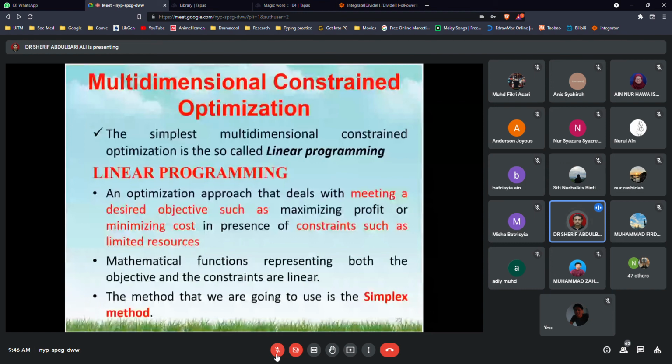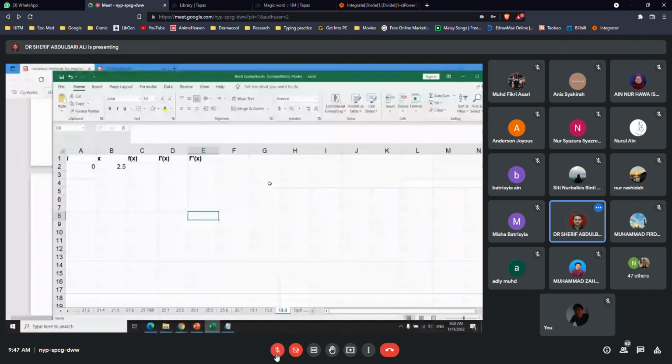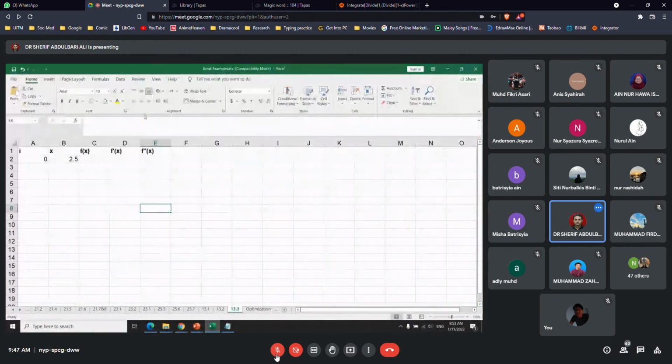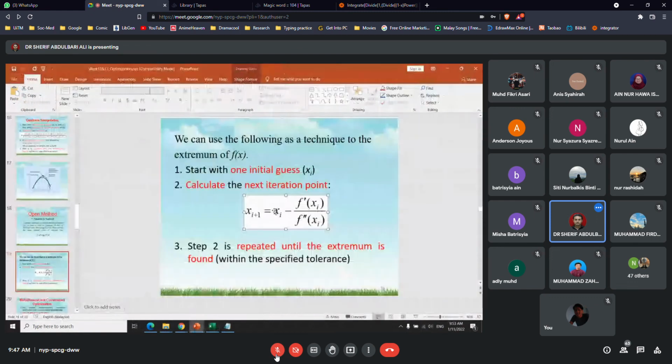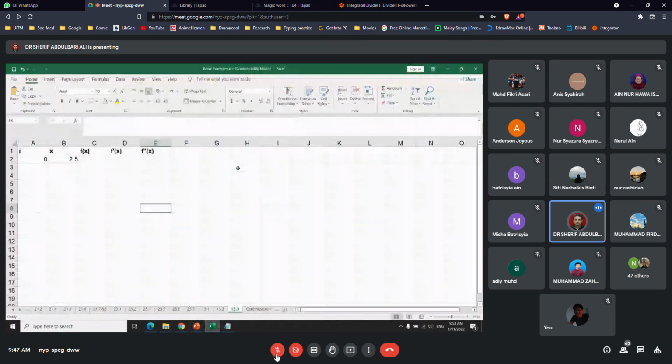So let's do this. We have our function. We are going to use Newton methods to find the x maximum point. This is the function. Our initial value of x is equal to 0.25. And these are the first derivative and second derivative of the function. Let me show it to you here in Excel, it's easier. Remember, this is the equation to find it.